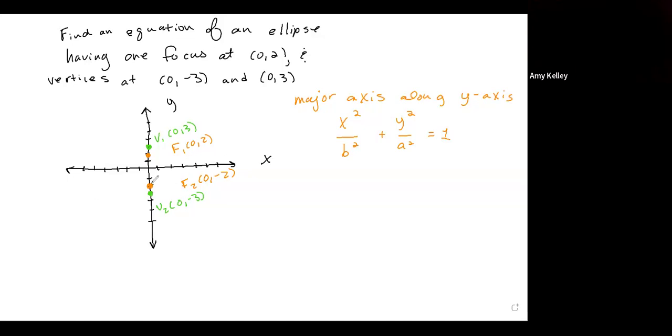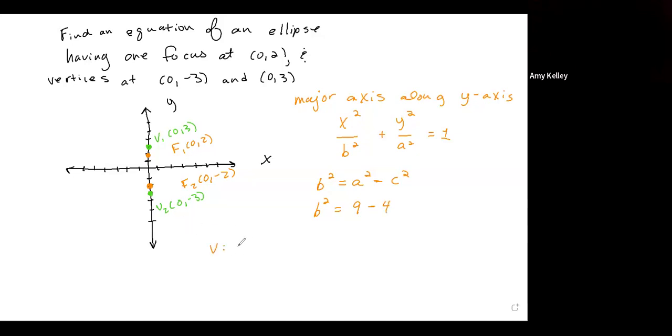The next thing I need to do is find the coordinates of the points that will help define my minor axis, which will fall along the x-axis. I can use the formula b squared equals a squared minus c squared. Okay, and so I know here that b squared equals a squared, which is 9, minus c squared, which is 4.